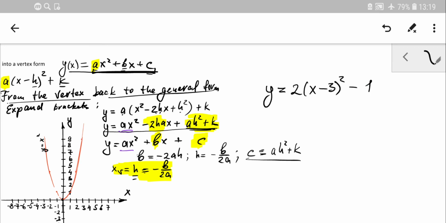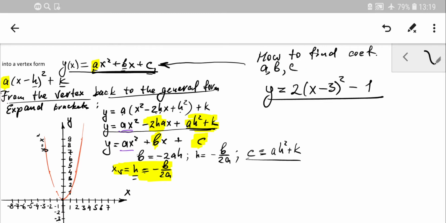Okay, so what are you going to do? Your question is how to find coefficients a, b, and c for the general form, or the standard form, for your given parabola. All right, so what are you going to do? You just need to expand the brackets, and let's do it quickly.